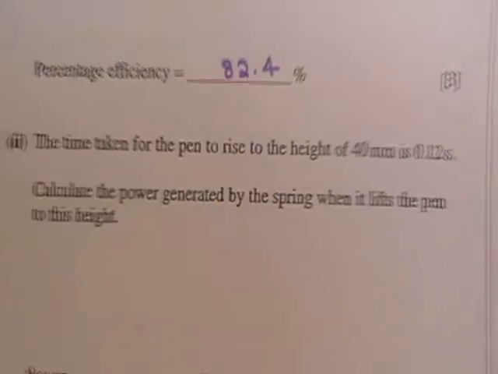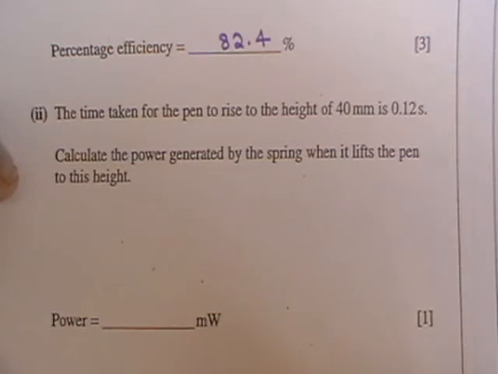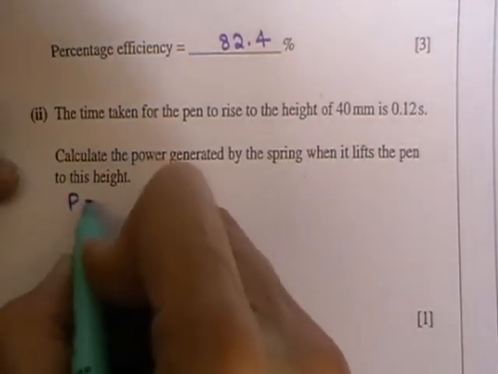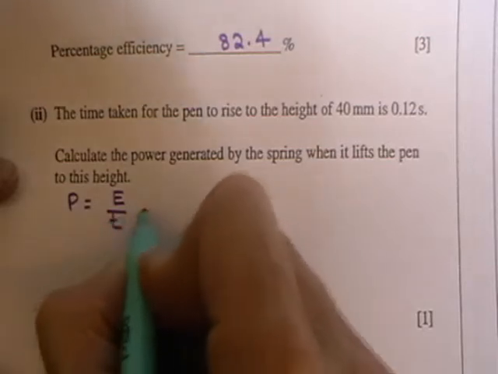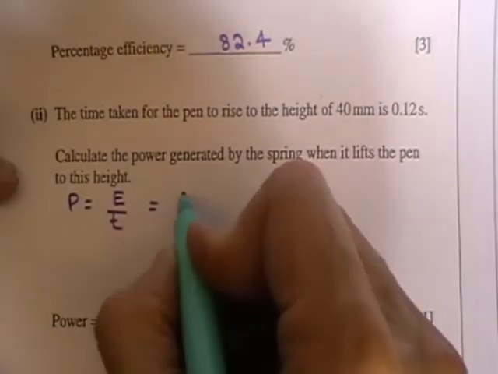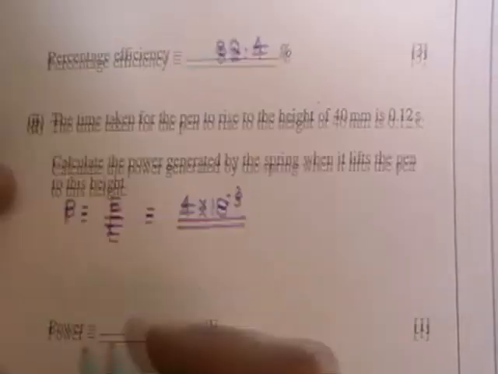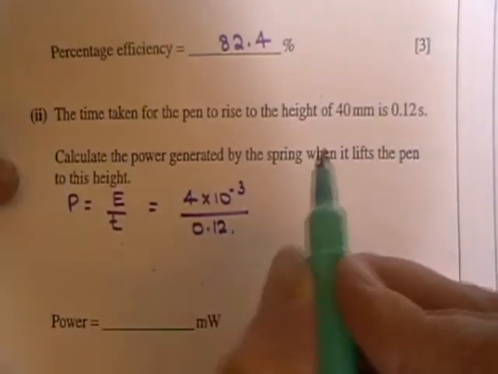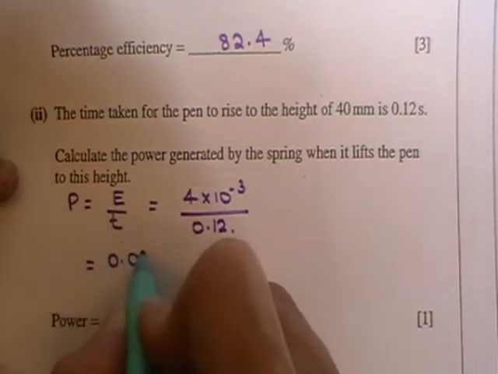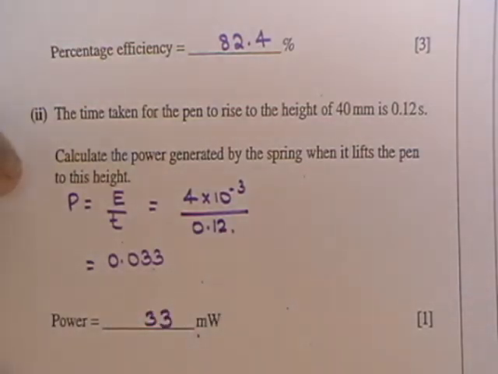The time taken for the pen to rise to a height of 40 millimeters is 0.12 seconds. Calculate the power generated by the spring when it lifts the pen to this height. So power is energy over time. And the energy from the pen is the strain energy that was stored, and that's the 4 by 10 to the minus 3. And the time it takes is 0.12 seconds. And that gives you 0.033 watts, or it's supposed to be in milliwatts, so that's 33 milliwatts.